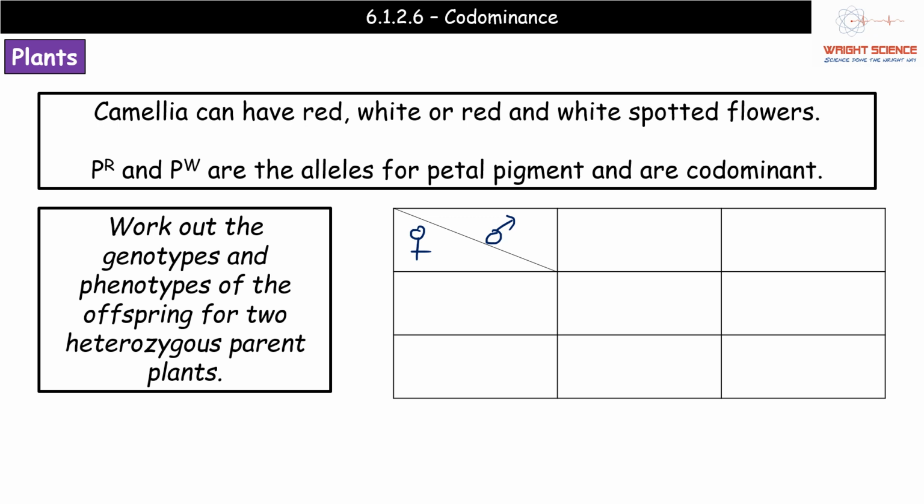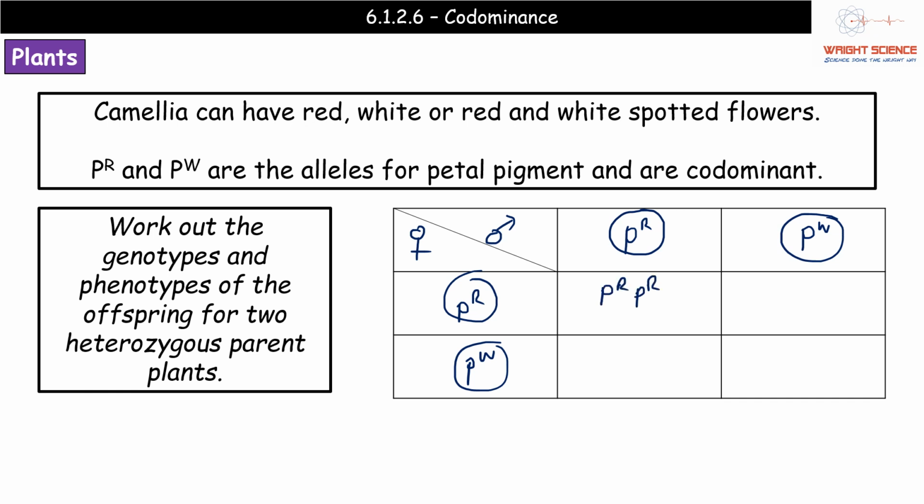So here we go. Work out the genotypes and phenotypes of the offspring for two heterozygous parent plants. So we are going to have our little heterozygous parents here. So we're going to have a PR and a PW. And again, remember, we should put those into circles to show that they are gametes. There we go. So there's the genotypes of our parents. And then we just fill out our Punnett square as usual. So we've got PR PR, PR PW, PW PR, and PW PW.